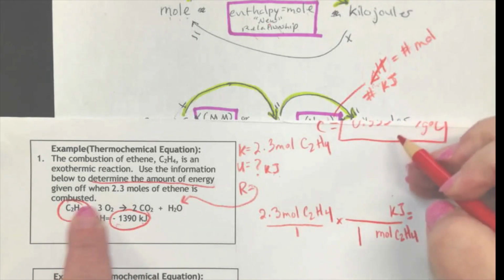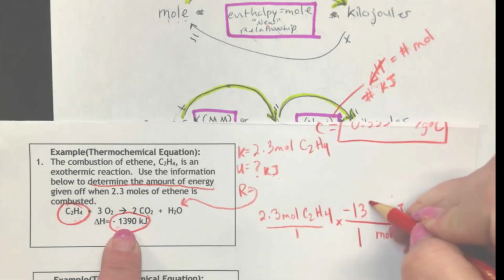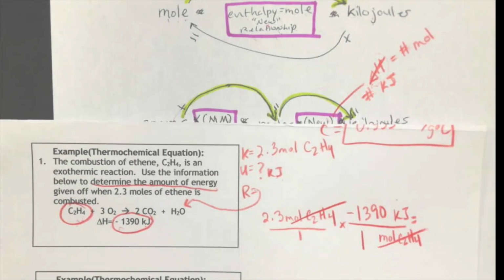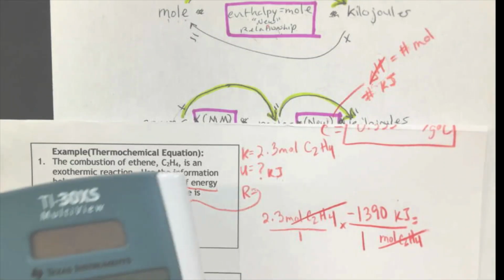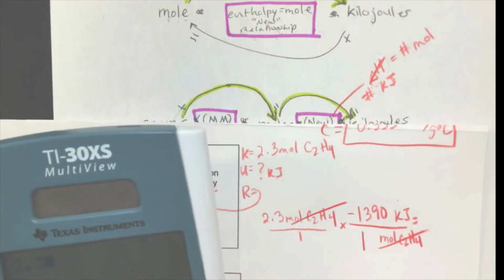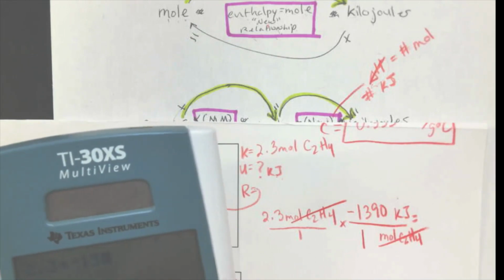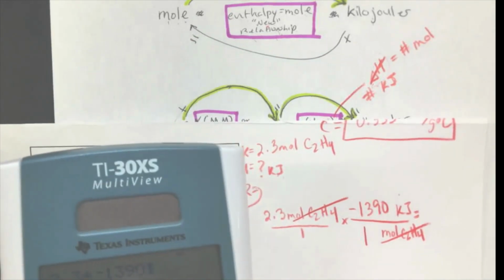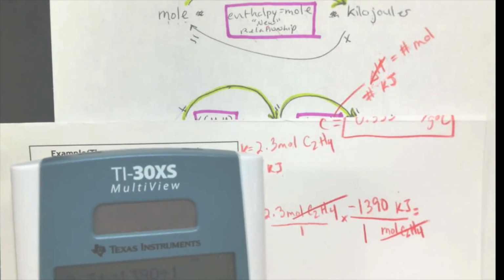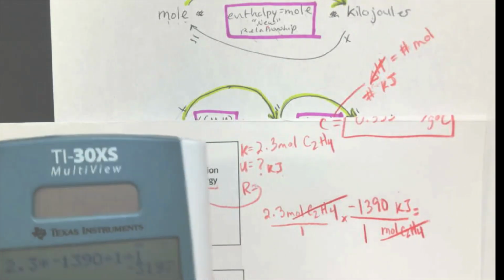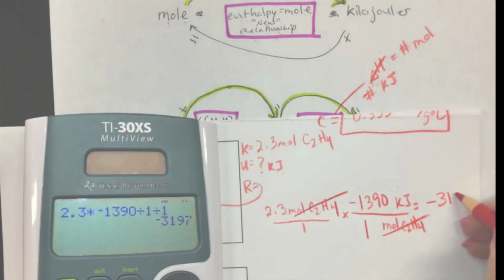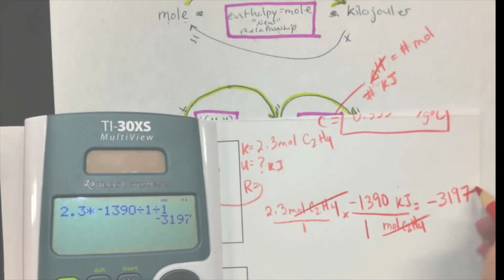There's 1 mole here. There's negative 1,390 kilojoules here. Moles of C2H4 cancel. Go ahead and calculate it. 2.3 times negative 1,390. Divide by the numbers on bottom. Divide by 1. Your answer should be, for this problem, negative 3,197 kilojoules.